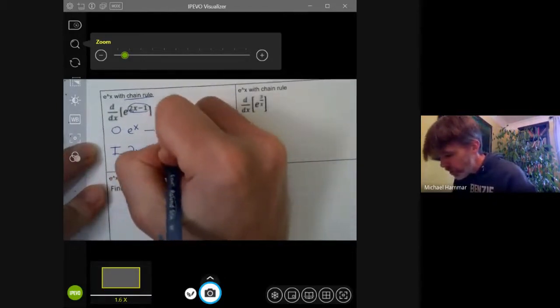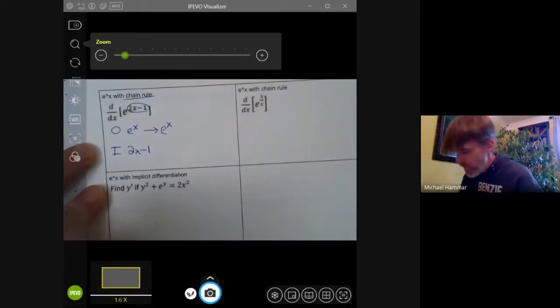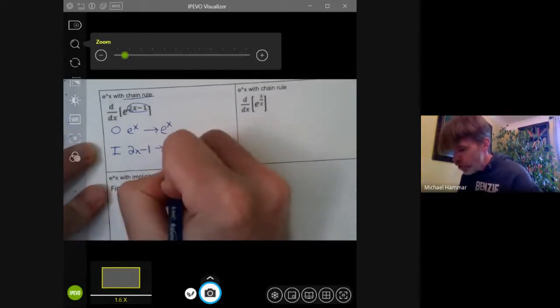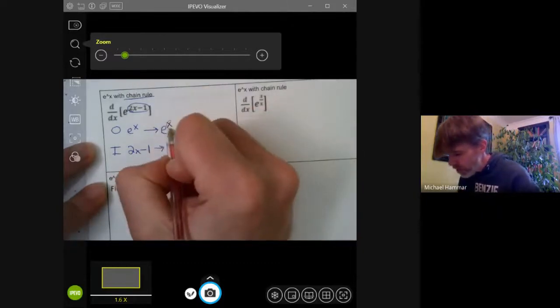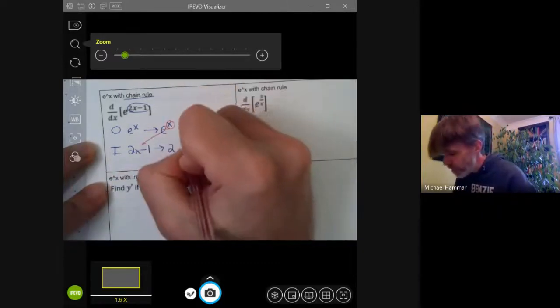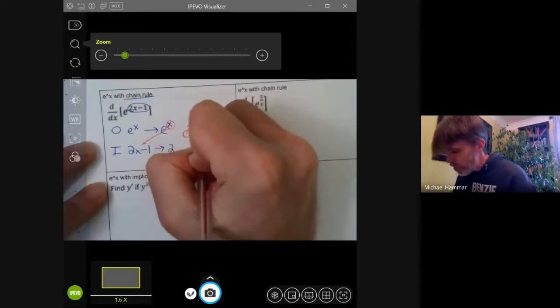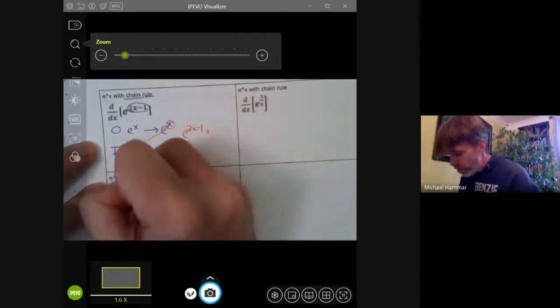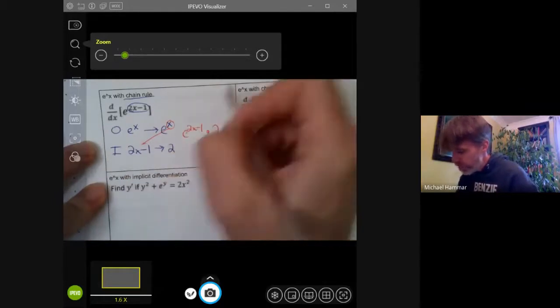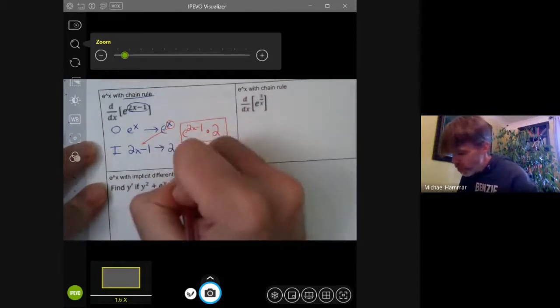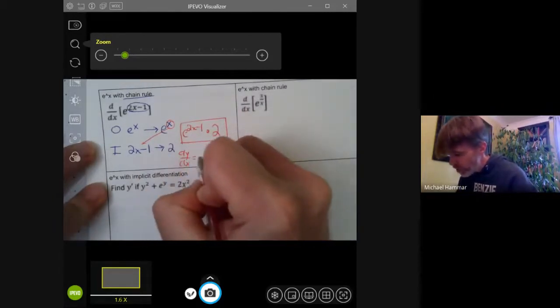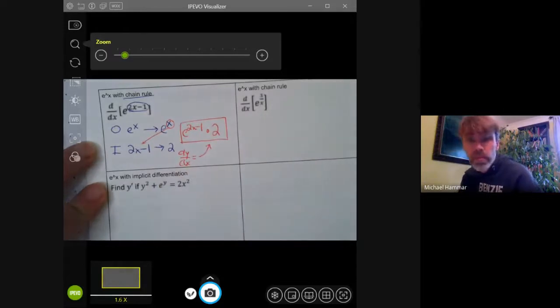So we just learned the derivative of e to the x is e to the x. And then, of course, the derivative of this is 2. So if you remember everything that we've been doing, you take this and you substitute that in. So it's going to be e to the 2x minus 1 times, move across, the derivative of that. So here is our derivative. So dy dx equals this function. Okay? That's how we use the chain rule and e to the x.